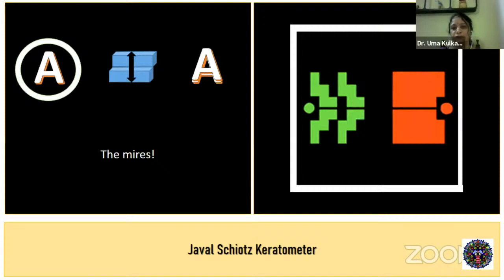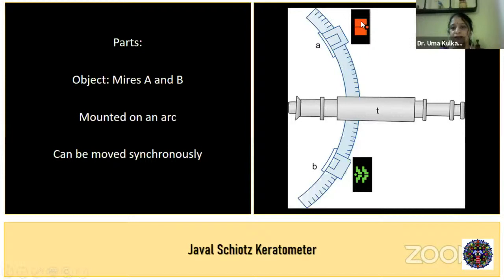The Bausch and Lomb is the preferred one for me because circles are easier to draw and the plus and minus are also easy to draw. But this is the mires in case of Javal-Schiotz keratometer. So the two mires are located on an arc like this. And you can rotate the arc, the components, so that the two mires can move simultaneously. So I have not actually worked with this, but I have only read about it. So I'll try to give as best an image that I have perceived of this keratometer as possible.